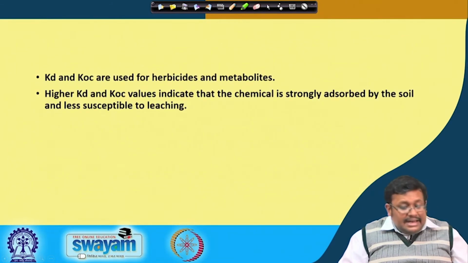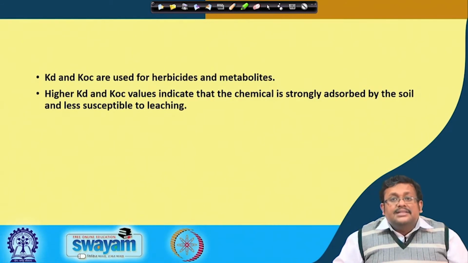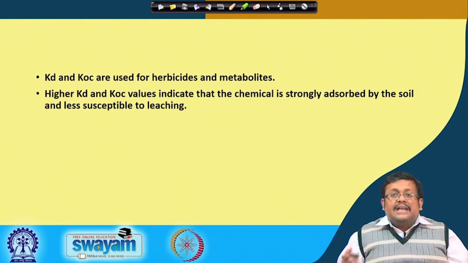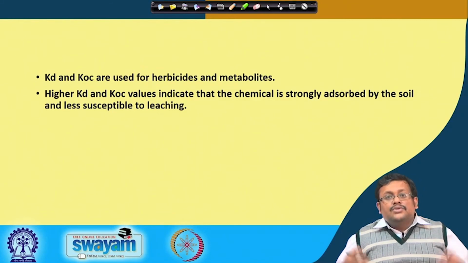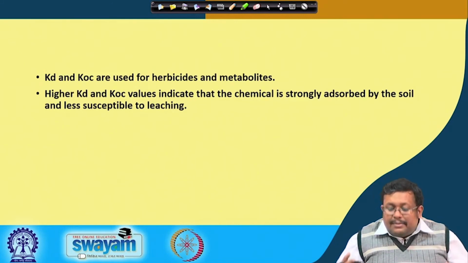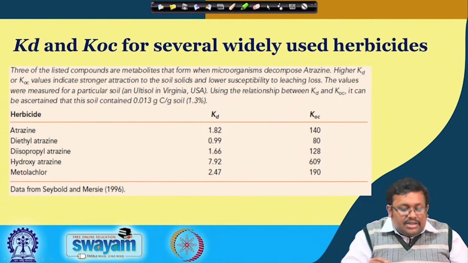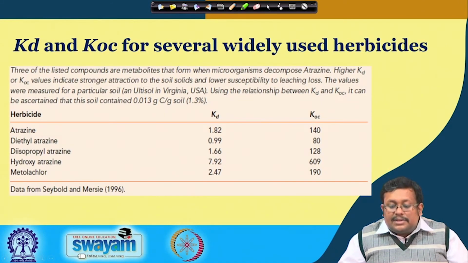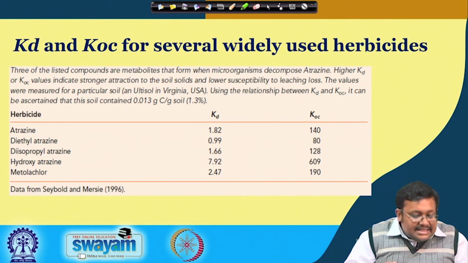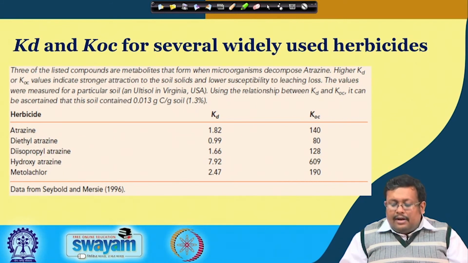So let us see, Kd and Koc are used for herbicides and metabolites. A soil which has higher Kd and Koc values will adsorb more pesticide, obviously, and these high values indicate that chemicals are strongly adsorbed by the soil and less susceptible to leaching. So these are some Kd and Koc values for several widely used herbicides like atrazine, deethylatrazine, metolachlor, and all these things.